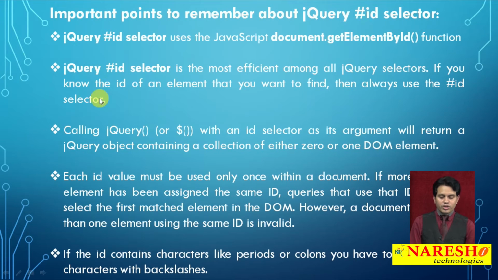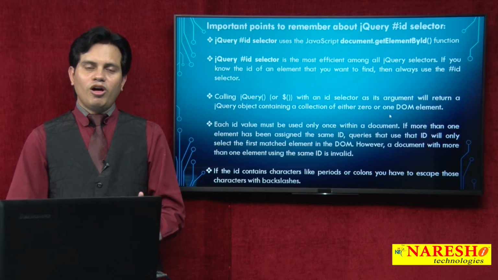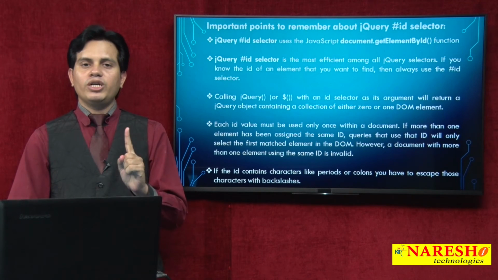Calling the jQuery function or dollar function with an ID selector as its argument will return a jQuery object. Remember that a jQuery selector is going to select an element and always return a jQuery object, which is a wrapper of the raw DOM object on which any jQuery function, nothing but an action, can be applied, containing a collection of either 0 elements or one DOM element. So dollar of hash of ID will return a jQuery object with a collection of 0 elements or one DOM element.